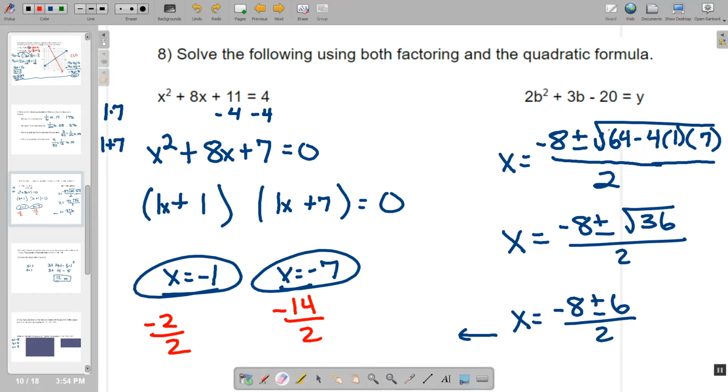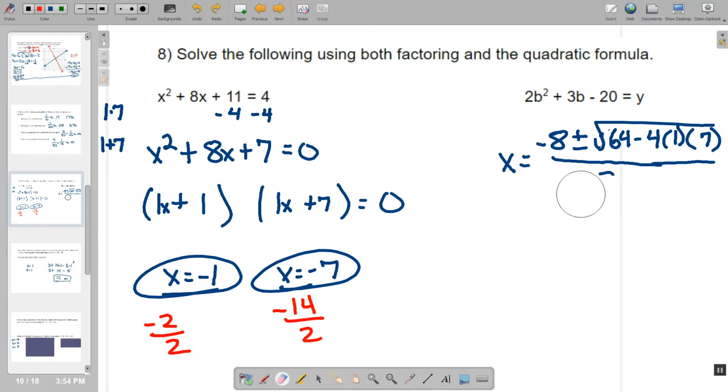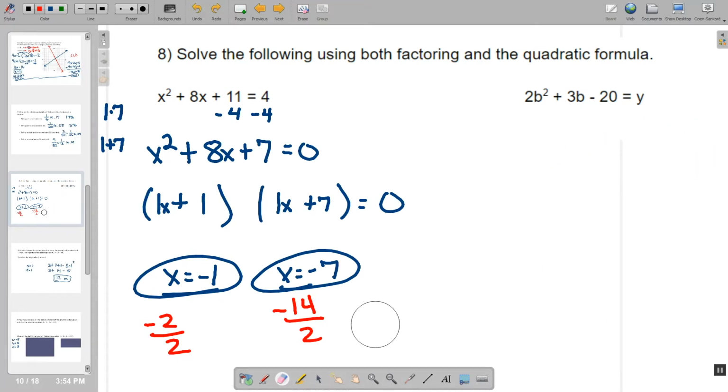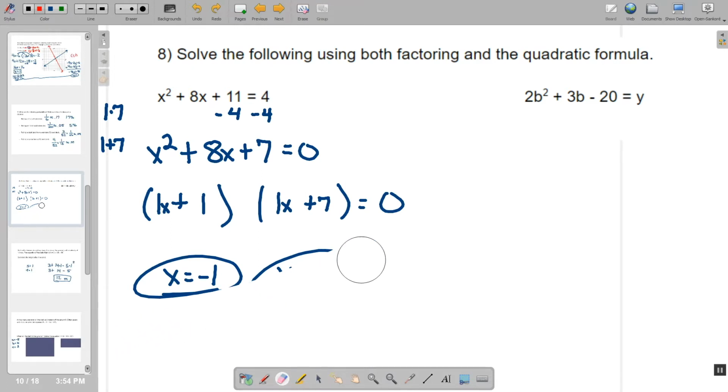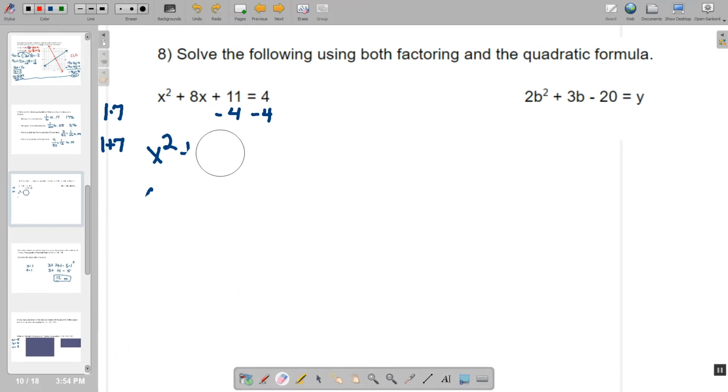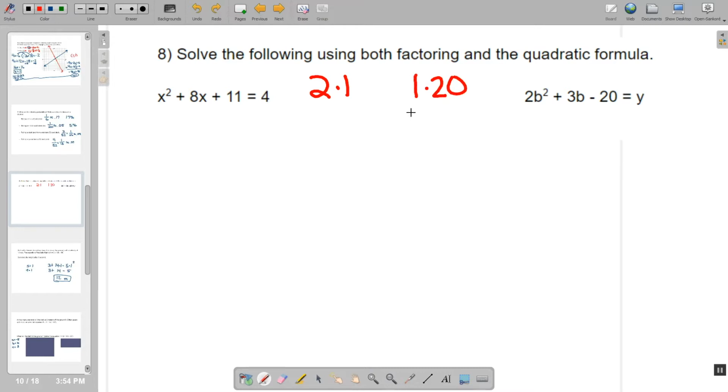So now let's move to the one problem on the CLEP test that will have required you to do Q6. So I'm going to erase all of this. There's lots of room. So now we need factors from our C value and we need factors from our A value. So our factors from our A are 2 and 1. Factors from C are 1 and 20, 2 and 10, and 4 and 5. And we are trying to create +3, and we know there's going to be some subtraction involved somewhere.